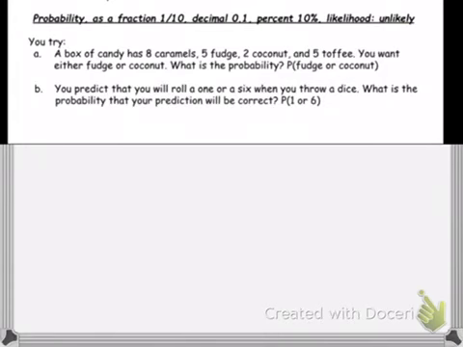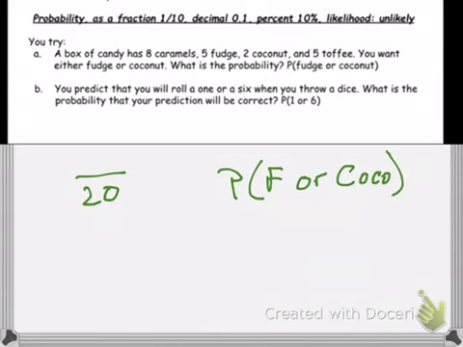Okay, ready? Alright, let's do A first. The box of candy has 8 caramels, 5 fudge, 2 coconut, and 5 toffee. So what do we got there? We have 20 total chocolates. And remember, we're looking for the probability of fudge or coconut. And you can see it's written right there.